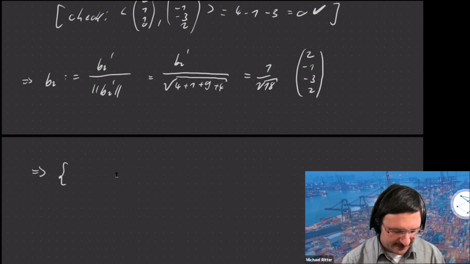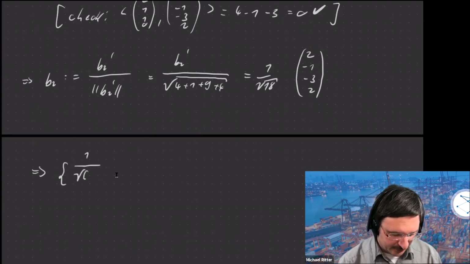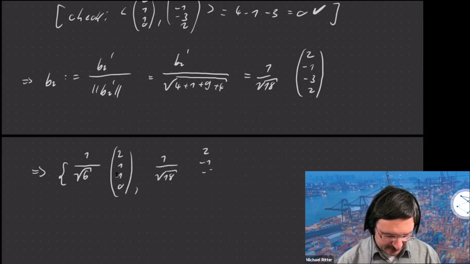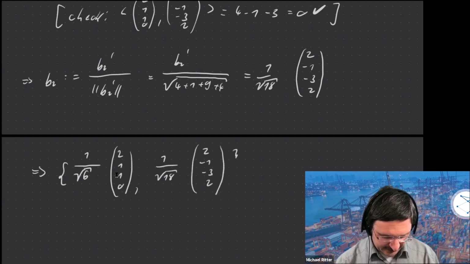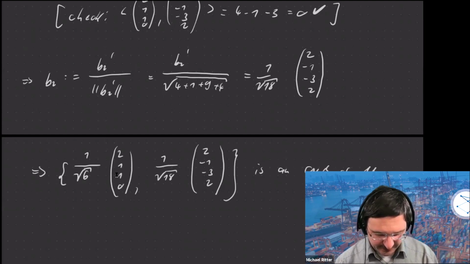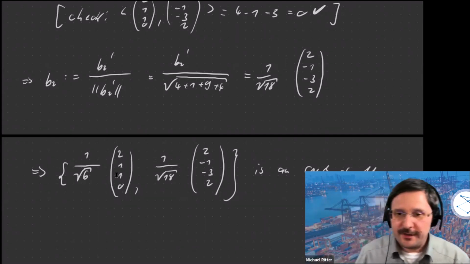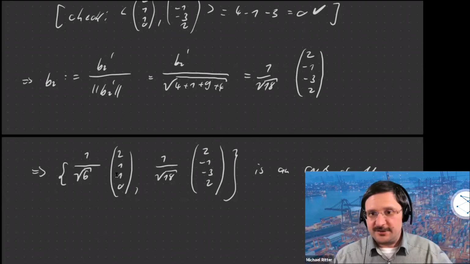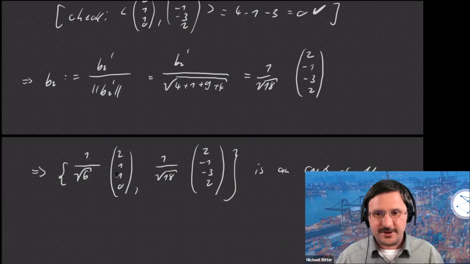And again, that orthonormal basis is B1 and B2. B1 is 1 over the square root of 6 times 2, 1, 1, 0. B2 is 1 over the square root of 18 times 2, minus 1, minus 3, 2. So this is an ONB of U. And this is, of course, not the only possible ONB of U. And the result heavily depends on how you start. If you start with V2 as your first vector, which you can do, then, of course, the result will be different. Or might be different. In this case, it will be different.